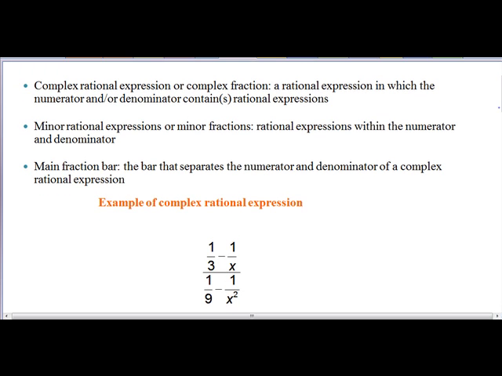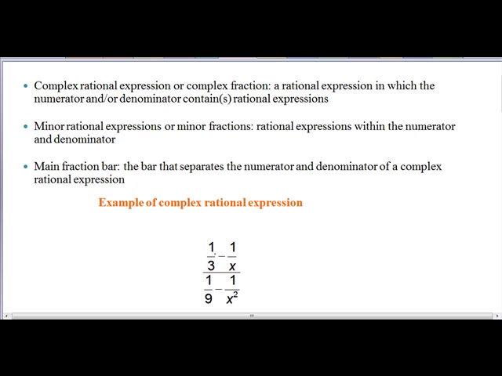This is one example of a rational expression. The fraction 1 over 3, 1 over x, 1 over 9, 1 over x squared, these are called minor rational expressions, or just minor fractions. This is a rational expression within the denominator or numerator.